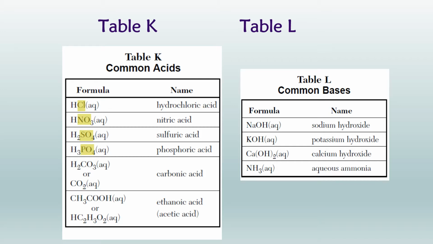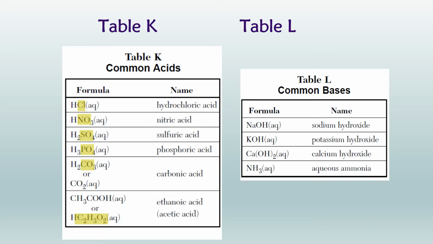PO4 is phosphate, that becomes phosphoric acid. CO3 is carbonate, that becomes carbonic acid. And then C2H3O2 is acetate, that becomes acetic acid. So that is basically how we name acids for the most part.